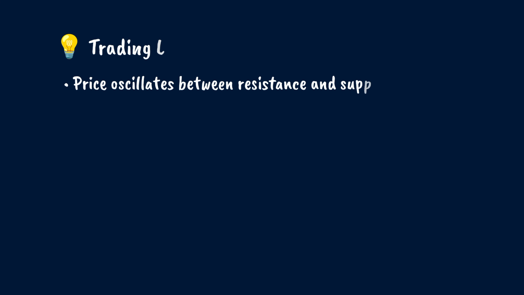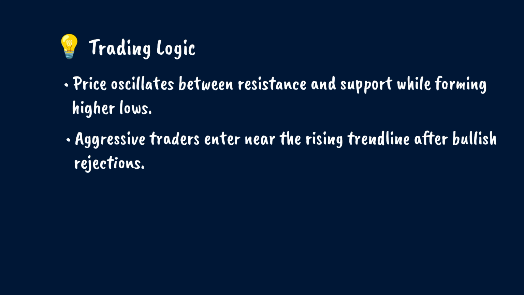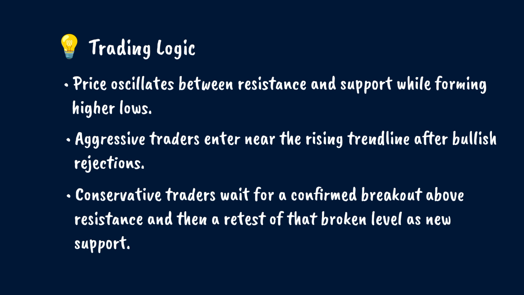Trading logic. Price oscillates between resistance and support while forming higher lows. Aggressive traders enter near the rising trend line after bullish rejections. Conservative traders wait for a confirmed breakout above resistance and then a retest of that broken level as new support.